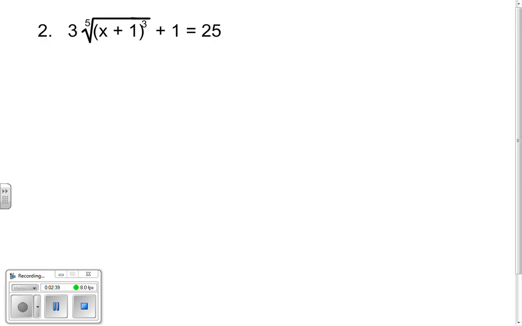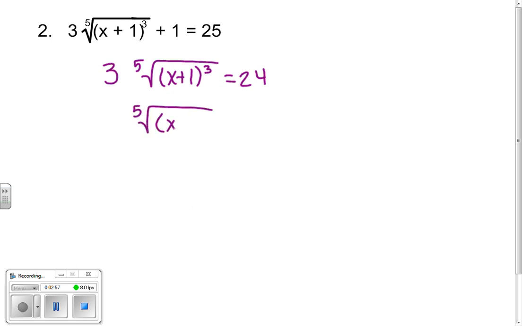Number 2, isolate that radical first. In order to do so, I'm going to subtract 1. I get 3 times the 5th root of that really gross x plus 1 quantity cubed equals 24, because 25 minus 1 is 24. Then divide both sides by 3. You get the 5th root of x plus 1 cubed equals 8. 24 divided by 3 is 8.